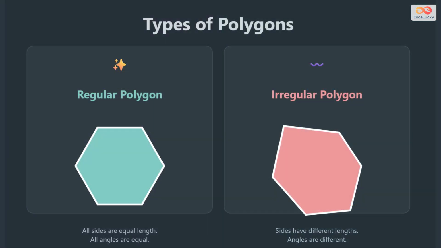Polygons can be regular or irregular. A regular polygon has all sides equal and all angles equal. It looks perfect. An irregular polygon has sides of different lengths and looks a bit stretched or squashed.